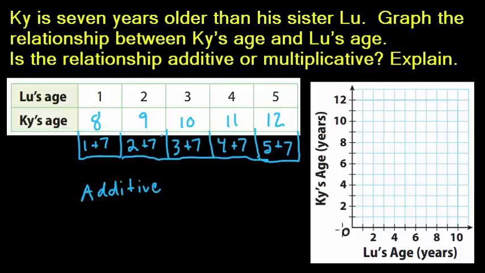Additive. Alright, over here we have a coordinate plane. And a coordinate plane is made up of a horizontal axis and a vertical axis. The horizontal axis is going to be Lou's age, and the vertical axis is going to be Kai's age. And where the horizontal and vertical axis meet, we say that that is the origin, and that represents 0 right here. This is the origin. That's why it's labeled as O.